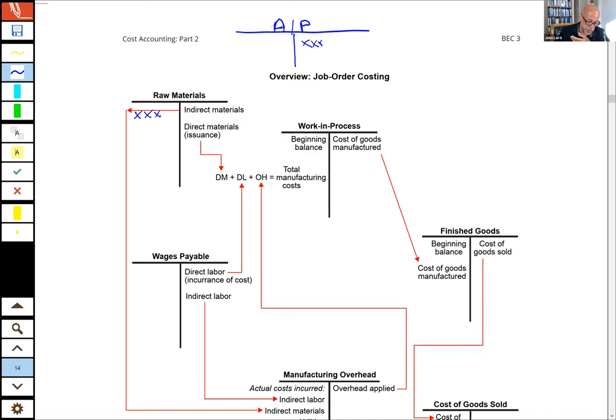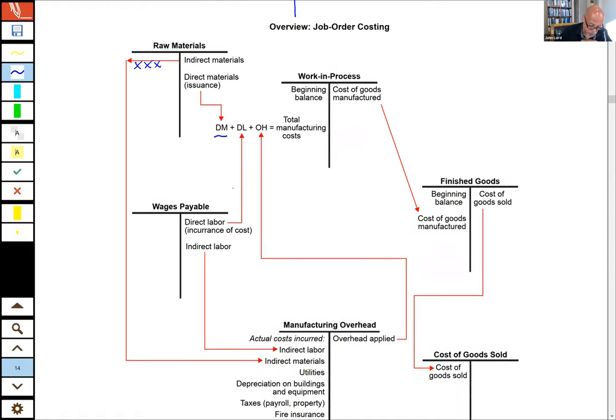Now we've already seen that materials could be direct or indirect. So what happens? If it's a direct material, we debit it to work in process. If it's an indirect material, following that little red arrow down here, notice we credit it to the manufacturing overhead account. We can't put it straight to work in process because, by definition, it's too difficult to track indirect materials to each job, and we're trying to gather the cost of a job right here, aren't we?